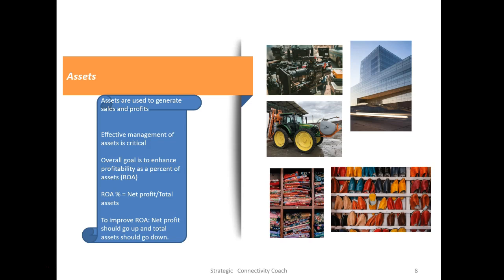For example, if the company is growing, they may want to add inventory, they may want to add some more buildings, etc. But the overall goal is that as you're adding more in the denominator, which is the assets, let's say you grow your assets by 20%, you want to make sure that the numerator, which is the net profit or the net income, is growing at minimum at 20%. Or ideally, the numerator is growing at a much higher percent than 20% if your denominator, which is the total asset, is growing at 20%.